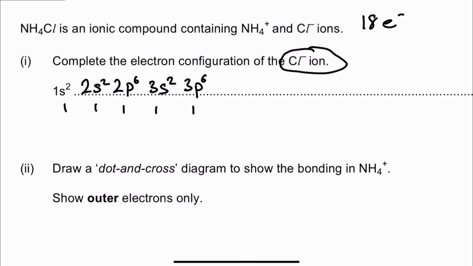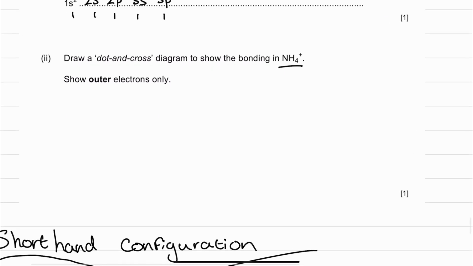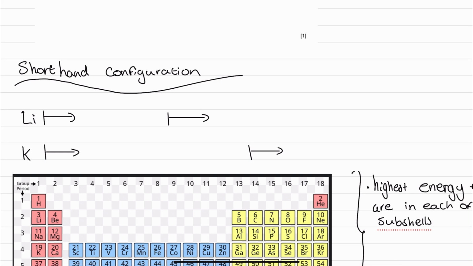And then after this, hypothetically, if this were to be an atom with 19 electrons, then we'd go on to 4s1. Remember, this is what we just went through. We do 4s1, not 3d1. Now, this is a drawn dot and cross diagram to show the bonding in NH4+. We're going to come back to this one because it's best to do this after I've covered the bonding section of this chapter. So, shorthand configuration.